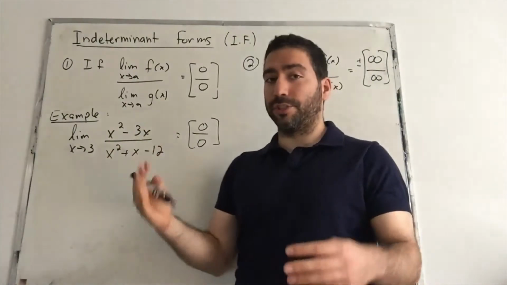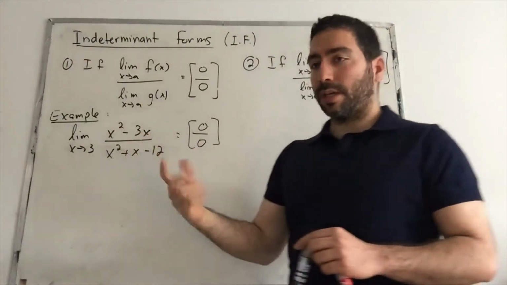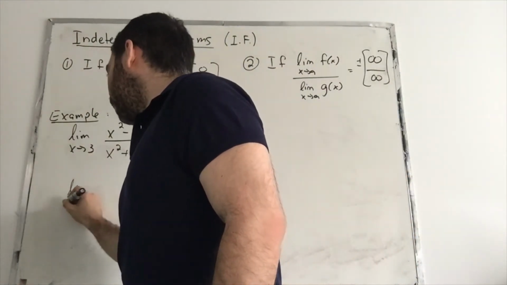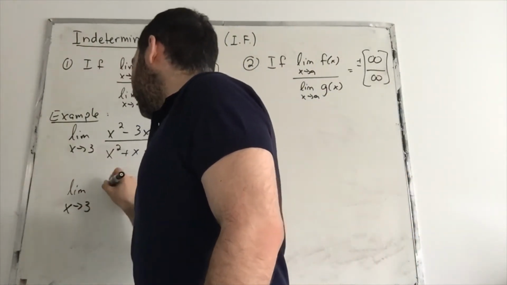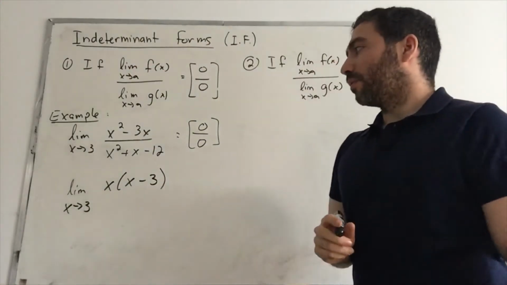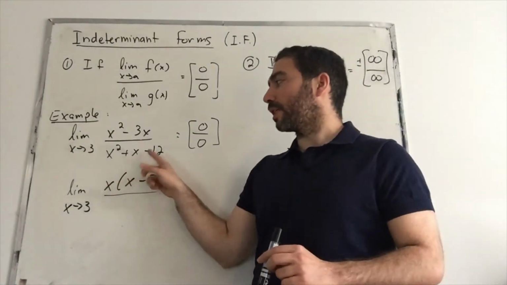So I would try just GCF, greatest common factor. What's the most we could factor out from the numerator? And in this case here, we could factor out an x. So we have the limit as x approaches 3. We factor out an x and we're left with x minus 3. Okay. And on the bottom, we have 3 terms. We have x squared plus x minus 12.